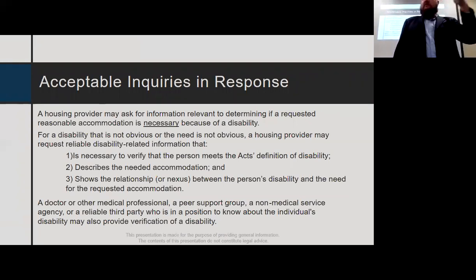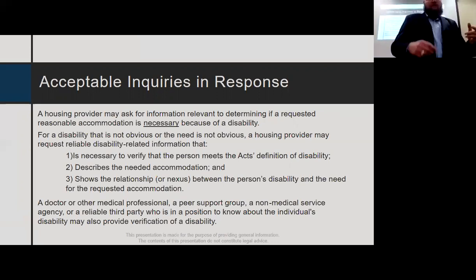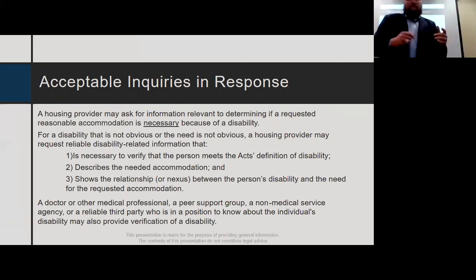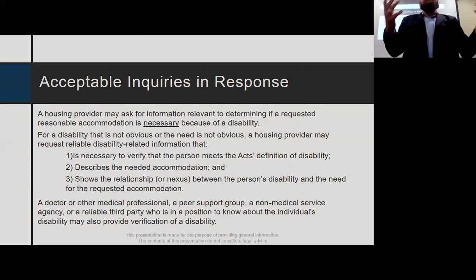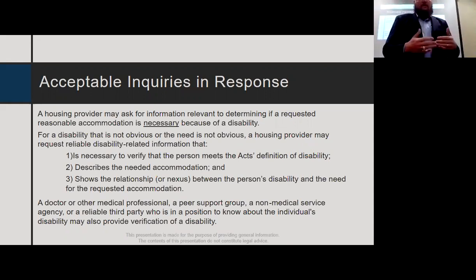So here are some of the things that you can ask about. Again, looking for what's necessary, so you can ask for information to determine that. You can ask, there's three up there in the middle: is it necessary? Does the disability that they have trigger the act? Are they protected as a disabled person under this act? If it's not outwardly obvious, you can ask, well, what kind of disability do you have? Just because you need to determine if the act has been triggered, if what you have to do is provide the accommodation. You can get information about what accommodation they're asking for.